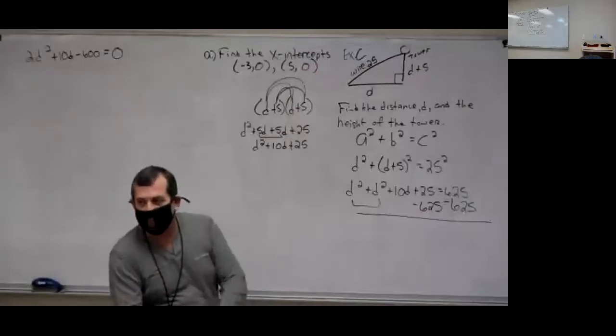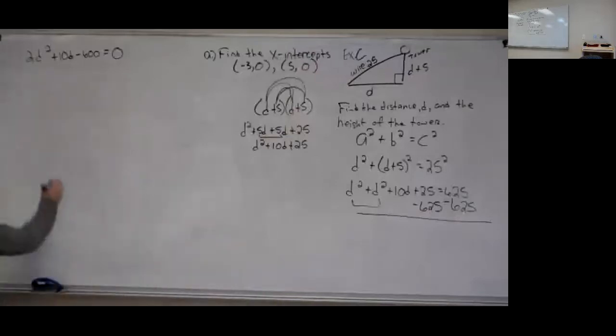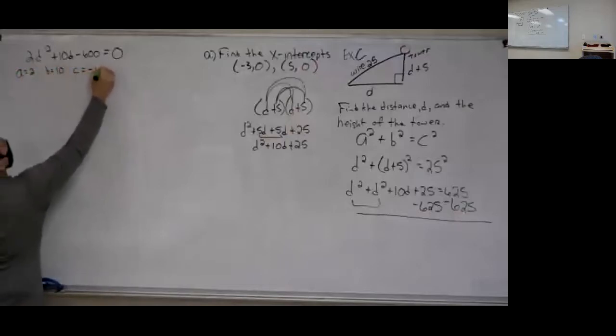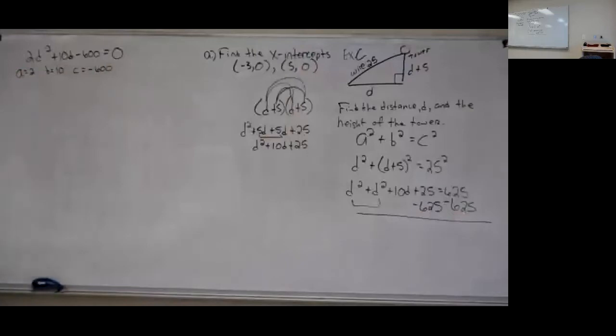So what you want is quad. If I'm doing quad, A is 2, B is 10, and C is a negative 600. Now, I'll tell you this, you can even make this one smaller because every one of these is even. So I could have divided a 2 out of everybody if I wanted to. All right, let's see what we get.